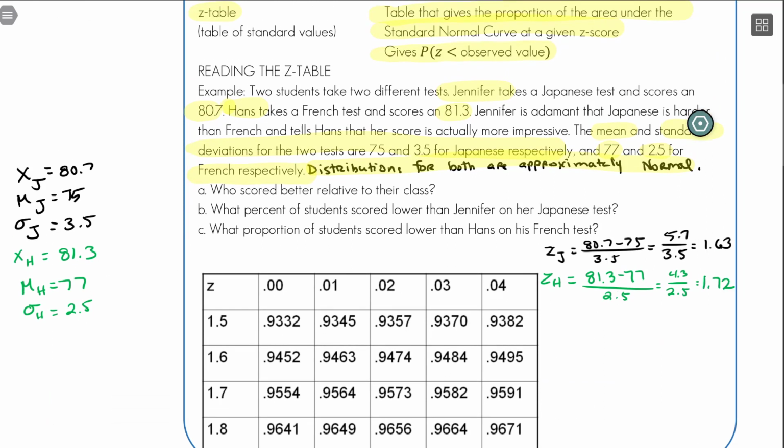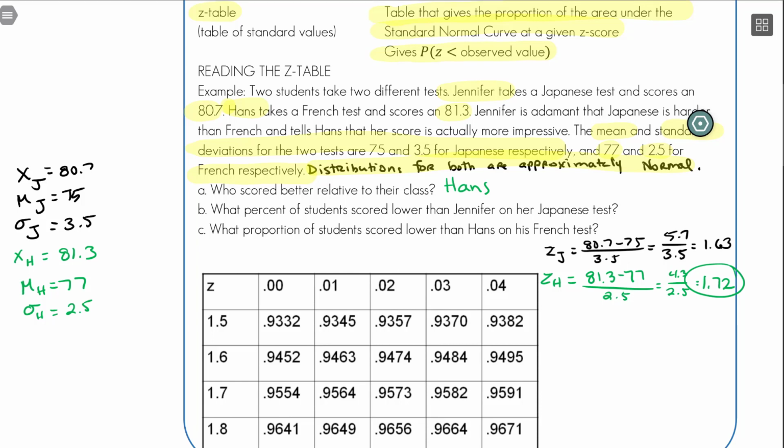So, who scored better relative to their test and their class? It was Hans. By just how much, though? By looking at z-scores, it can be kind of hard to actually see just how much better somebody did. What we can now do is look at their relative frequency, essentially their percentile rank. Let's go ahead and do that.